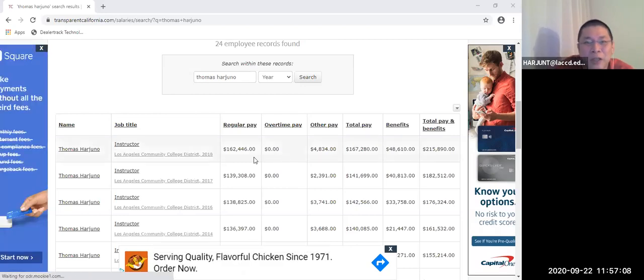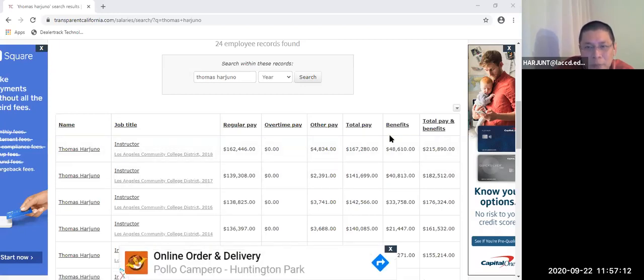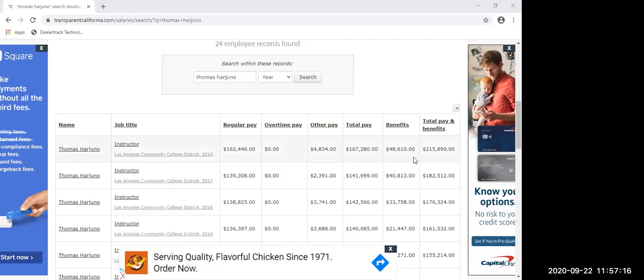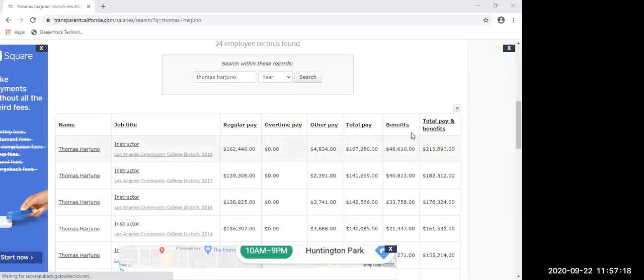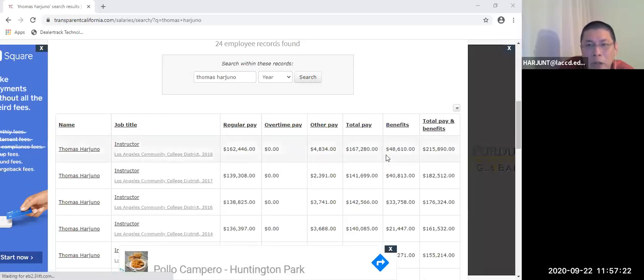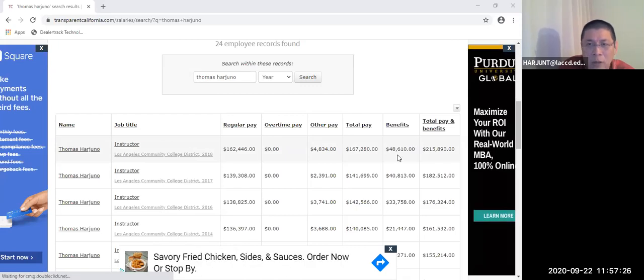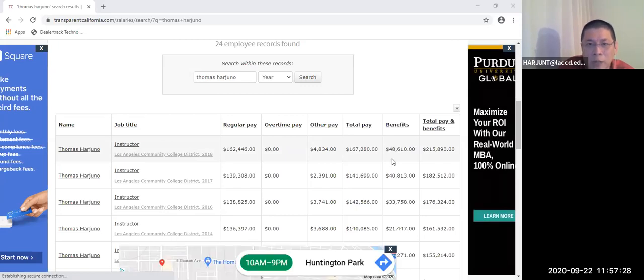Okay, now take a look at my other pay and this benefit. You see this benefit? This is the benefit I get for my healthcare. That's how much they pay for my healthcare. Of course, if I myself paid, I would not pay that much, right? I don't want to spend money for that. But the district actually pays me for that.